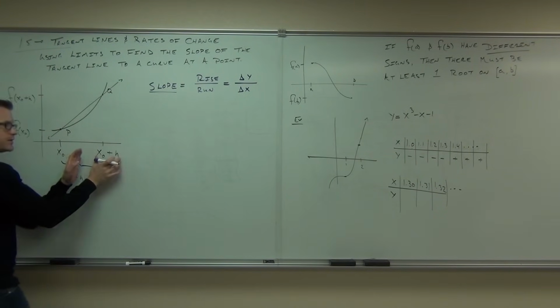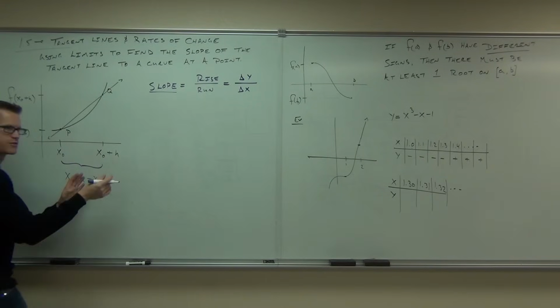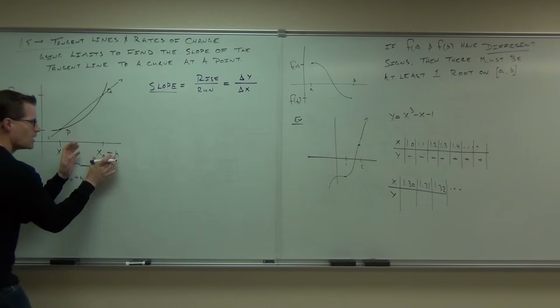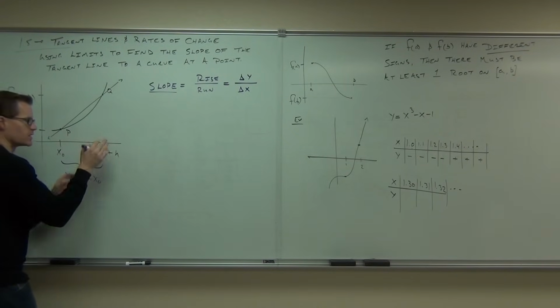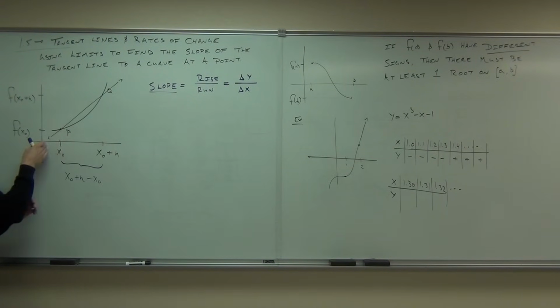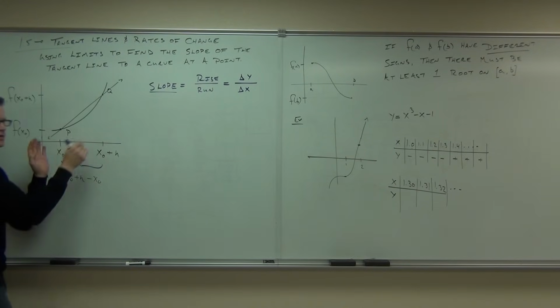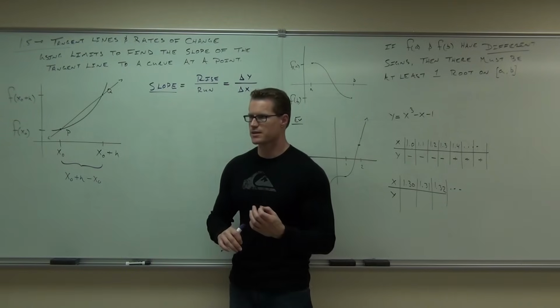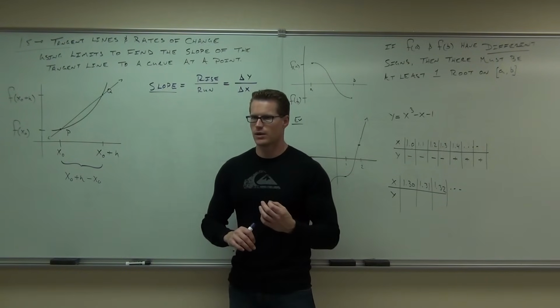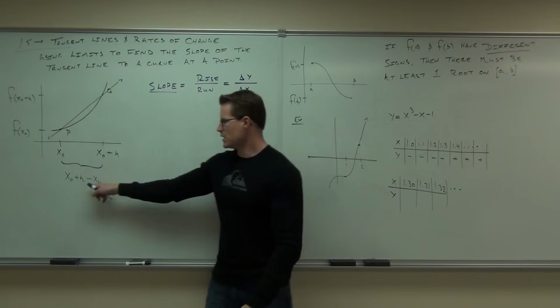Very good. This value, and you could use parentheses if you want, but it's not necessary here. x sub 0 plus h minus x sub 0 will give you the distance between those two x values. Now, if you're still okay with that, it's kind of a big one. Okay, do the math. What's this going to be?